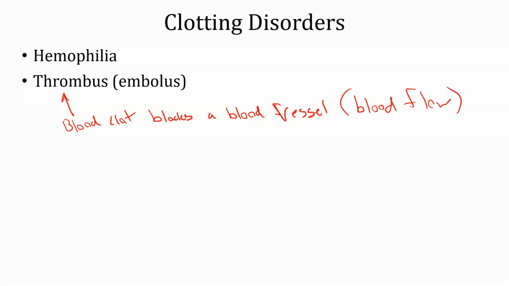Specifically, if a blood clot does block a blood vessel, we call it a stroke if it is to the brain, and we call it a heart attack if it's to the heart tissue. So the heart and the brain are two important organs of particular importance that we usually talk about when we're talking about a thrombus. Now, if that thrombus, which is a blood clot, actually breaks off of the blood vessel and now is traveling throughout the body, it's then called an embolus.